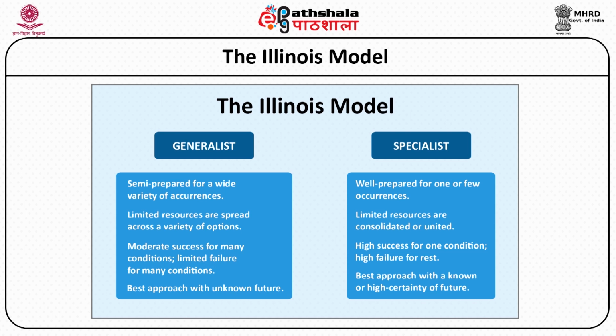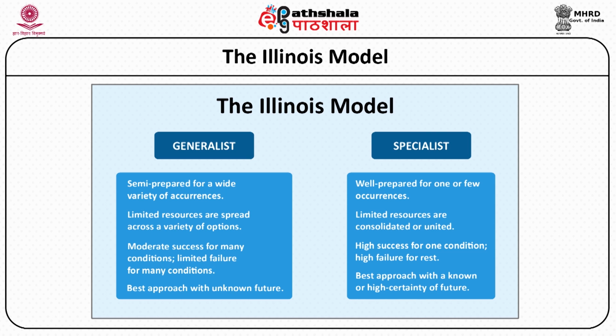Now, the Illinois model also gives the success rate of generalists and specialists. The success rate for the generalist is moderate. It means that, as I mentioned previously also, the generalist is jack of all trades, master of none. So he performs moderately across various activities, so the failure rate is relatively less. But in comparison, if we see the specialist, his success rate with regard to one activity is high, but the failure rate with respect to other activities is also high. So his success rate is limited to one activity and the failure rate for the rest of the activities is high, whereas for the generalist, the success rate is moderate across all activities.